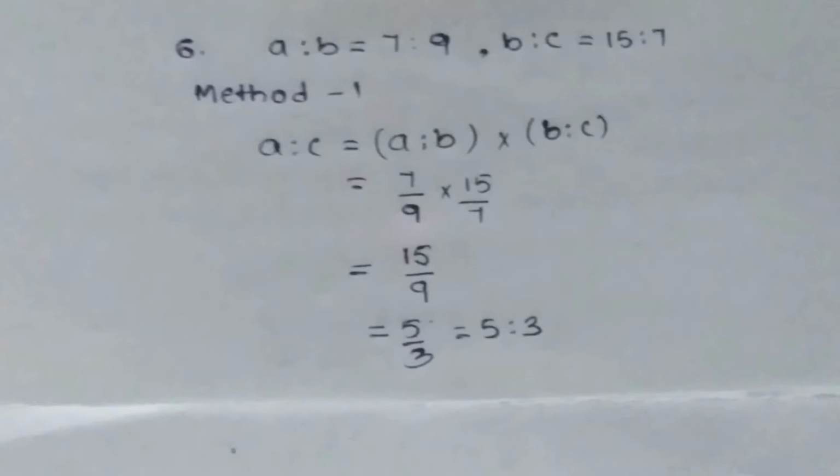Here the ratio of A is to B is 7 is to 9, which is nothing but 7 divided by 9. And the B is to C ratio is 15 is to 7, which is nothing but 15 divided by 7. So after solving this, we get the ratio of A is to C, that is 5 is to 3.